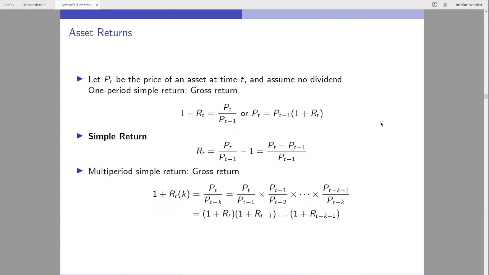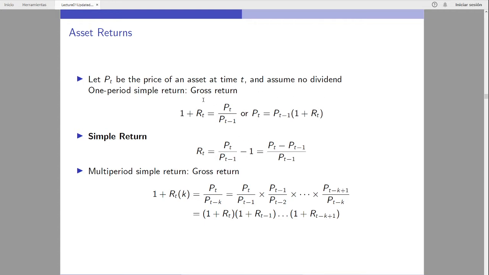Now, first and foremost, given P_t, the price of an asset at time t, and we assume no dividend, our return is defined as the quotient between the price at time t and the price the previous time we measured it, which is P_{t-1}.